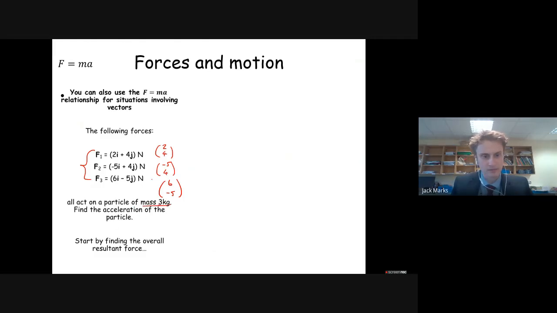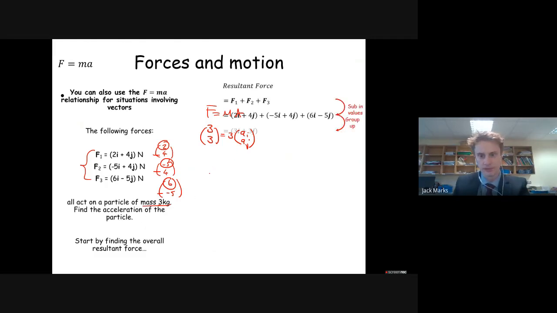Find the acceleration. Okay, well, F equals ma. Remember, the F stands for the resultant force. So we're going to do the resultant of all of the i's. So 2 minus 5 is minus 3, plus 6, that will be 3. And the resultant for the j's: 4 plus 4 is 8, minus 5, so it's also 3. Okay, the mass is 3, and then we have our acceleration that we're going to find out. I suppose you could write it as ai and aj or something like that. Divide by 3 both sides, so we should be able to find the acceleration. Let's have a quick look at that one there.